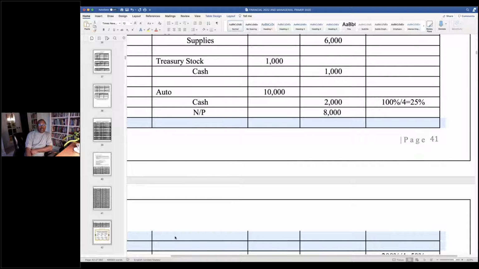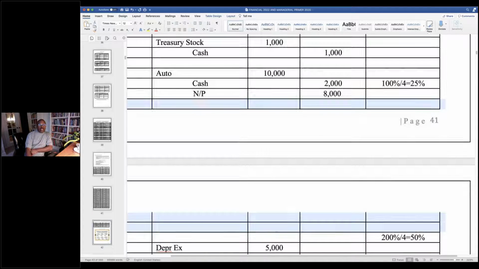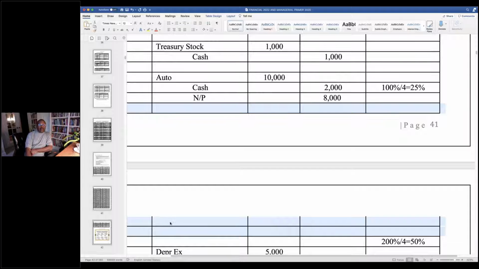All right, so we're going to debit cash. Insert some more rows below. Insert.